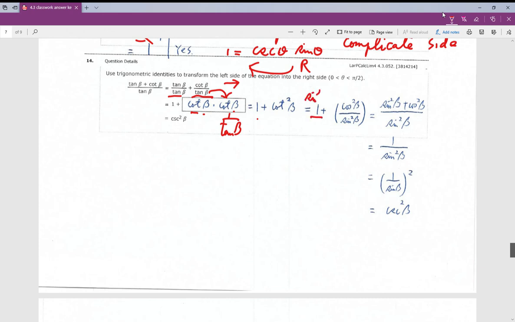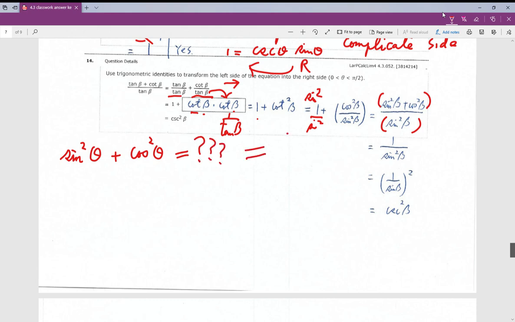Multiply by sine squared, so you have a common denominator, and then in the numerator you have sine squared plus cosine squared. Now I want to introduce a very, very important formula here: sine squared plus cosine squared. We never mentioned this formula, but I will say this is the most important formula you have to learn from trigonometry. And actually it equals 1.